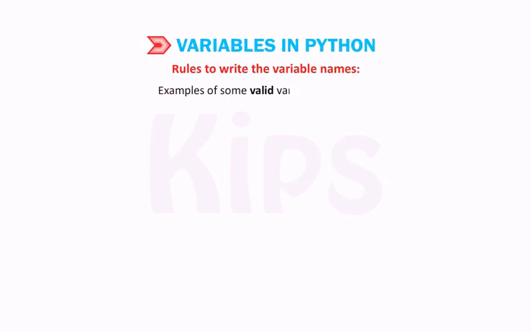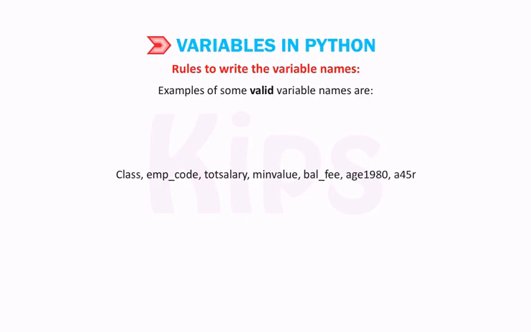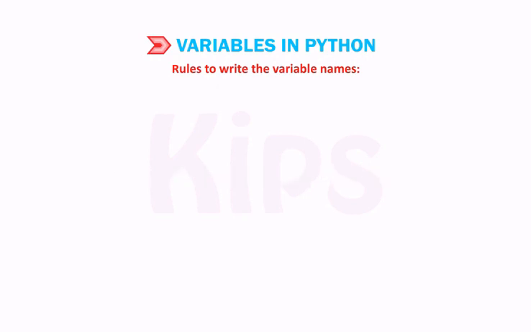Examples of some valid variable names are class, employee_code, total_salary, min_value, balance_fee, age1980, A45R. Following are examples of some invalid variable names.